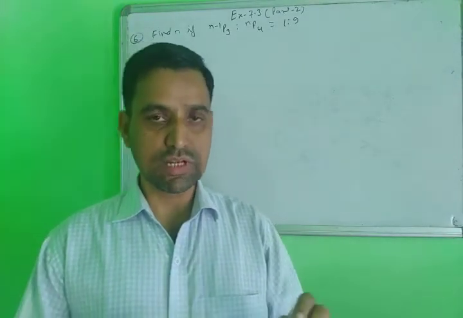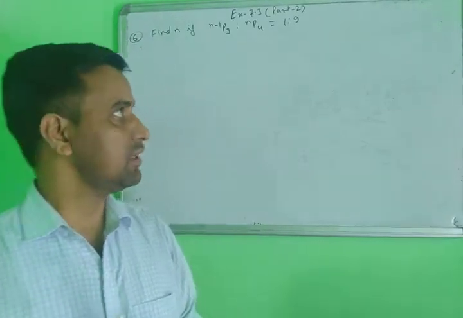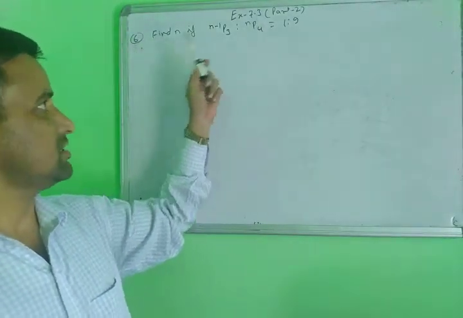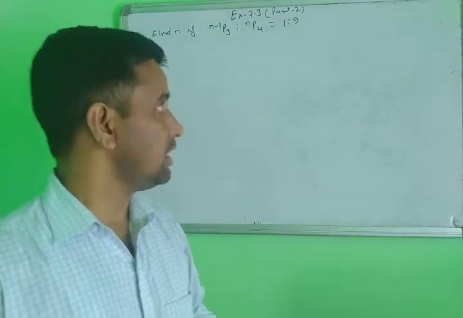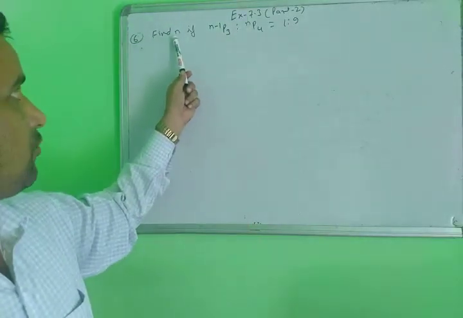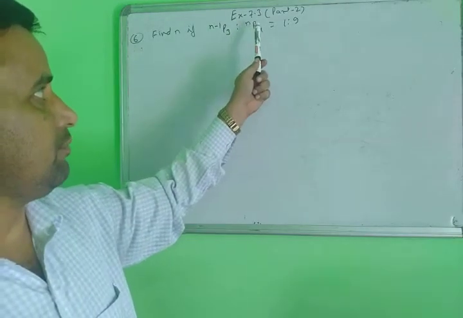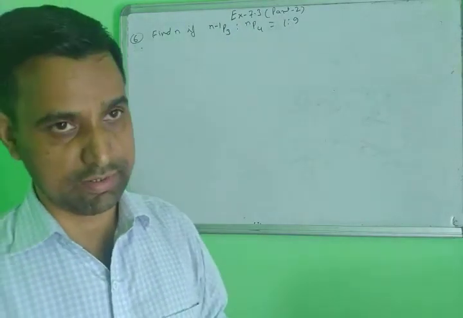In this exercise, questions number 1 to 5 I have solved in part 1, and today I am taking question number 6. This is part 2 of this exercise. Question number 6: find the value of n if (n minus 1)P3 to nP4 is in the ratio 1:9.